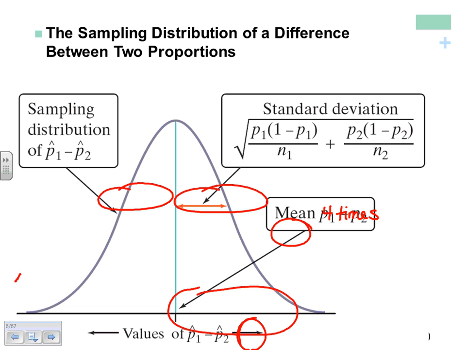I don't know why the writing is carrying over. Smart's doing something funky. All right.